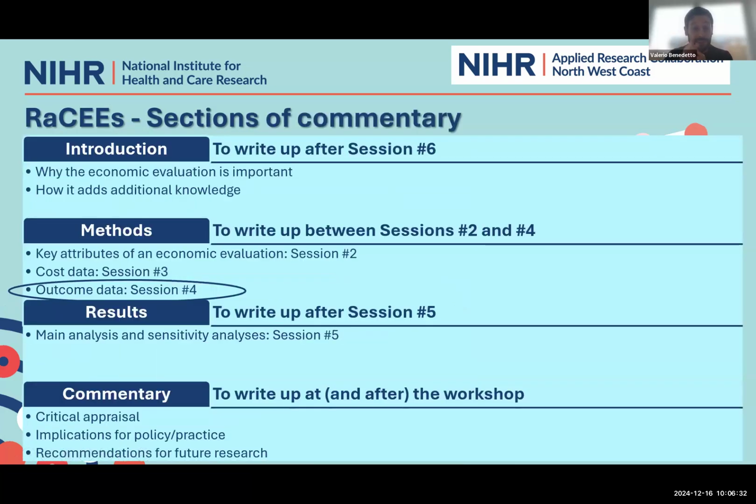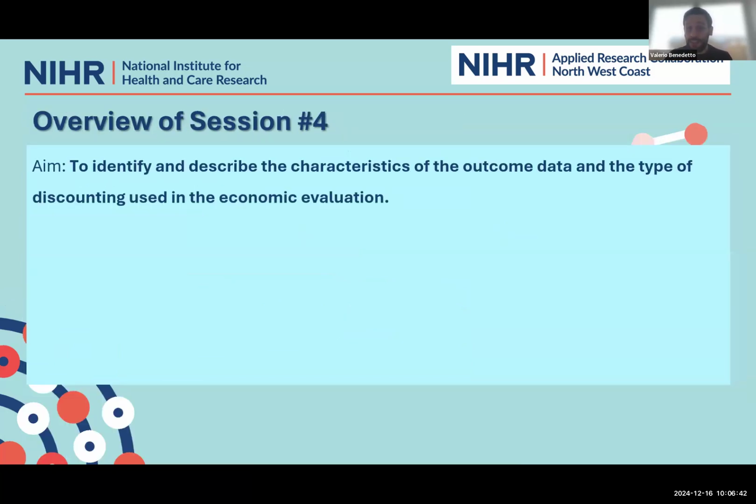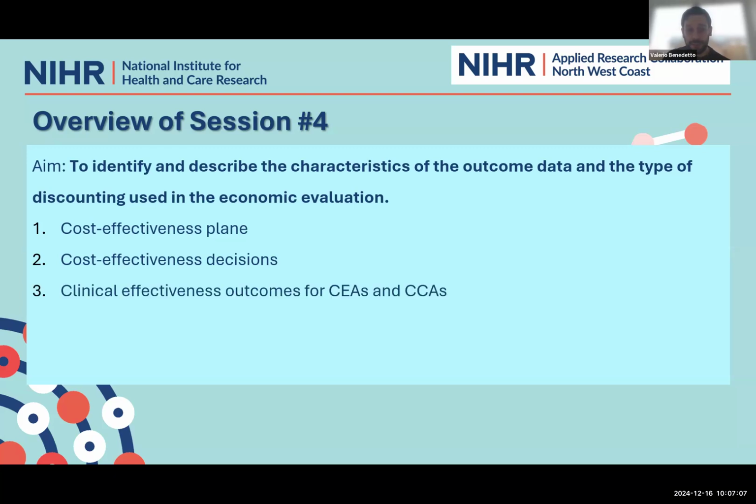So as I was saying before, we are still in the method section of our commentary. We are covering outcomes today, and then next session we are going to cover the results. And the aim of today's session is to identify and describe the characteristics of the outcome data and the type of discounting used in economic evaluation. I'm going to talk in a minute about the cost effectiveness plane, and then Misael will provide very good examples about cost effectiveness decision, which will allow us to think about cost and outcome together and how the two interact. And then we're going to cover clinical effectiveness outcomes, composite outcomes, and we also cover discounting towards the end of the session.